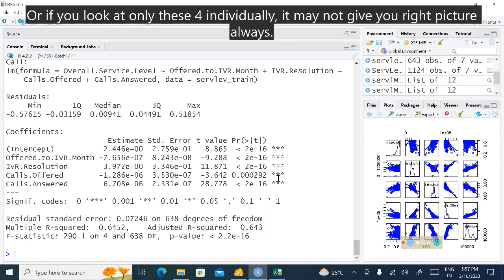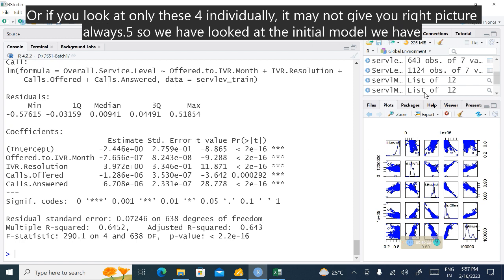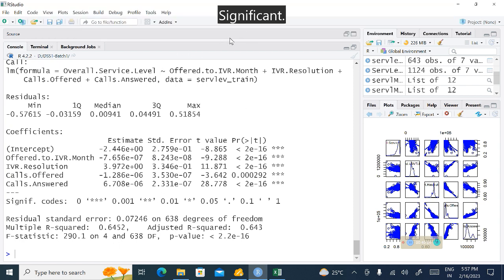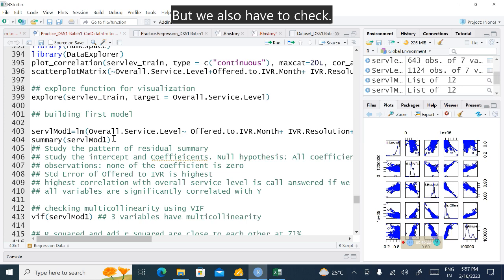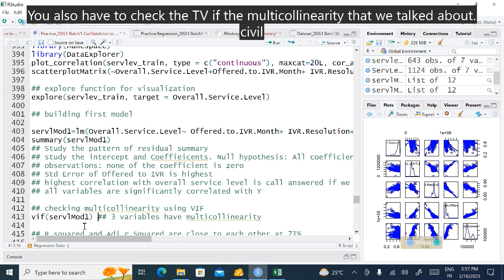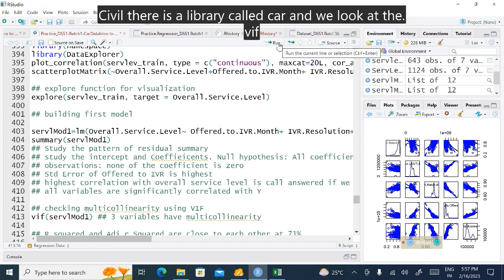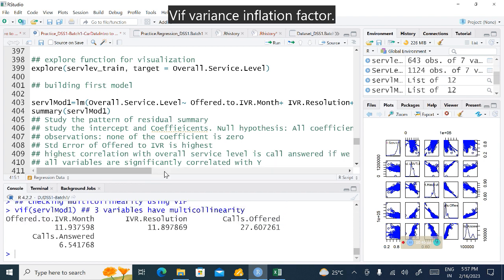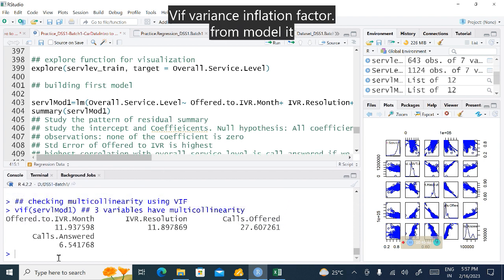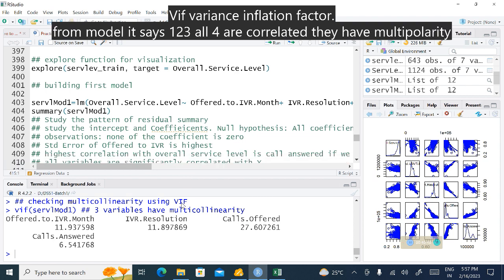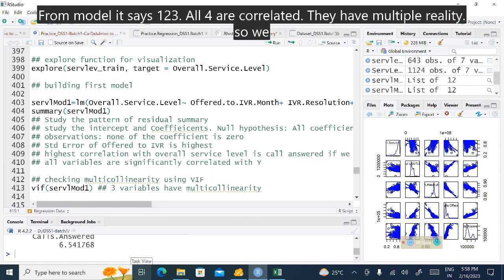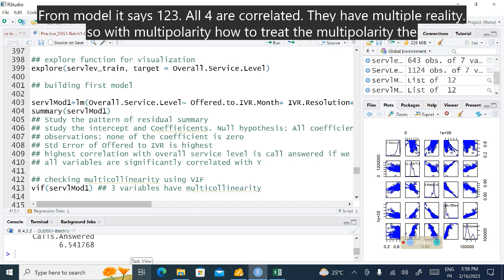Fine. So we have looked at the initial model. We have seen that all are significant. But we also have to check the VIF, the multicollinearity that we talked about. So there's a library called car, and if we look at the VIF, variance inflation factor, for the model, it says 1, 2, 3, all 4 are correlated. They have multicollinearity. So we'll talk about the multicollinearity, how to treat the multicollinearity, the VIF, in our next video.